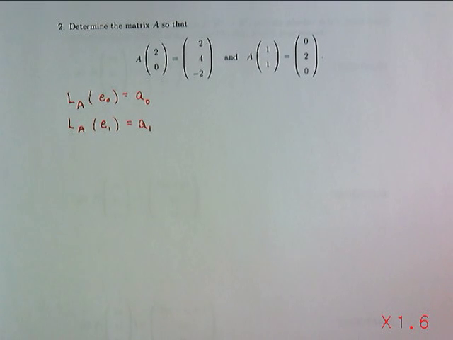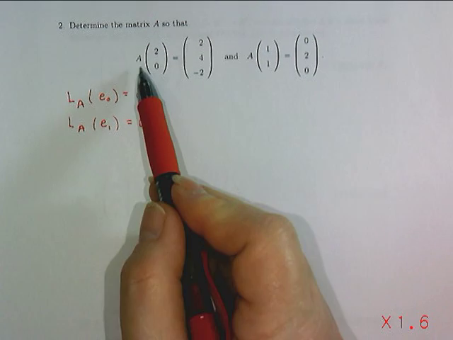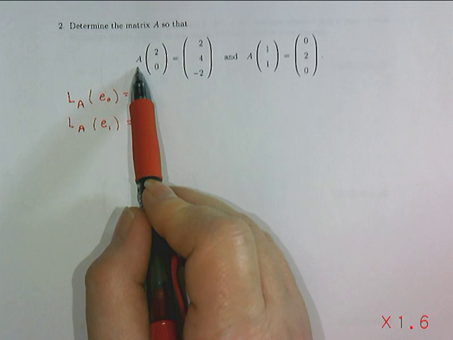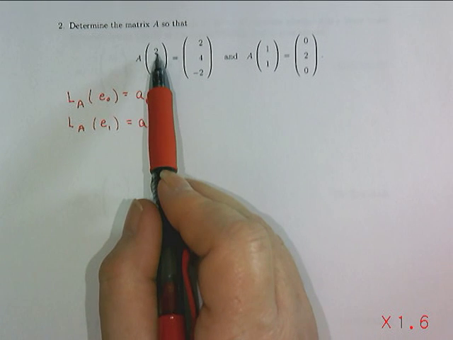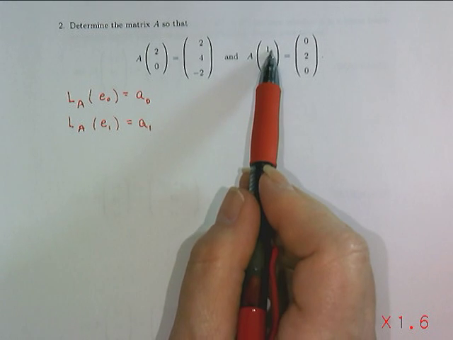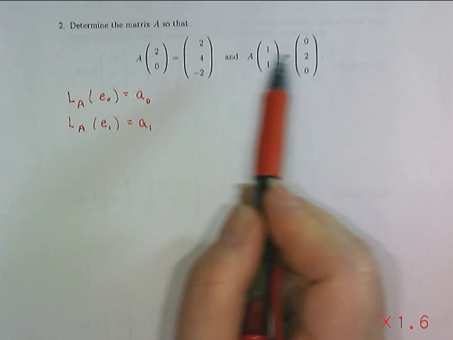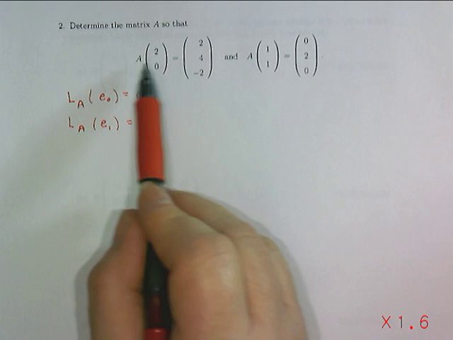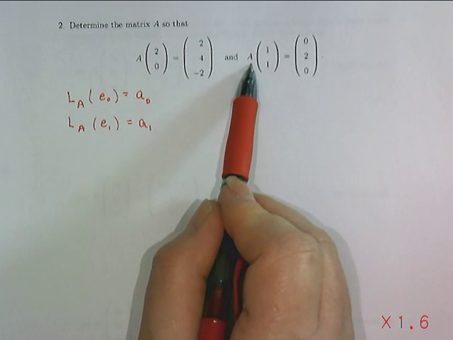In problem number 2, we want to determine A, knowing some information. We know that A times the vector 2, 0 results in this vector, and A times the vector 1, 1 results in this vector, and we want to determine what the matrix A is.